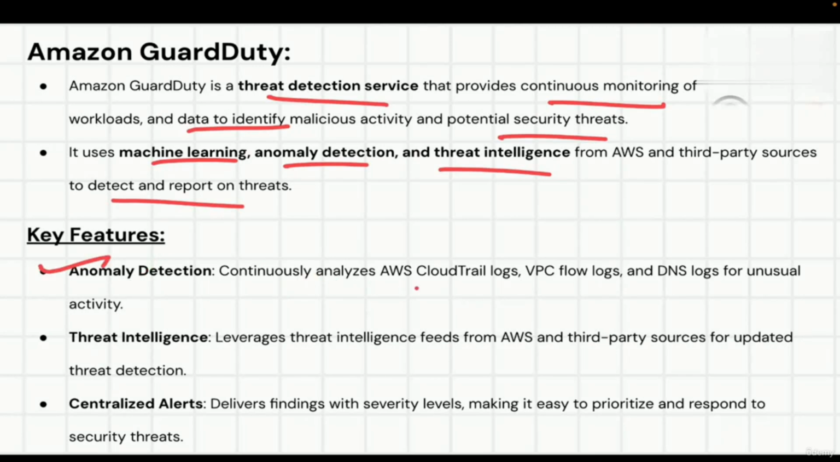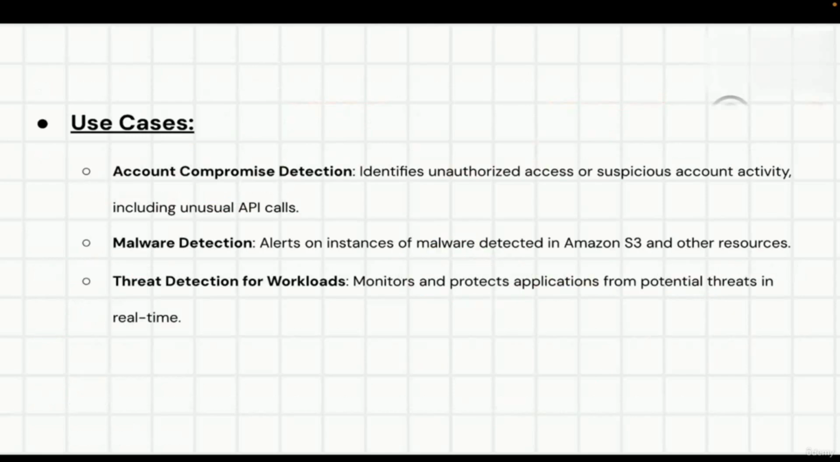It continuously analyzes your CloudTrail logs, for any unusual activity, VPC flow logs, DNS logs for unusual activity, and threat intelligence. So it leverages the threat intelligence feeds from AWS and third-party sources for updated threat detection. Moreover, it has centralized alerts to deliver findings with a severity mark. Let's say this is critical, this is normal, this is below average, so accordingly it is available, making it easy to prioritize and respond to security threats.